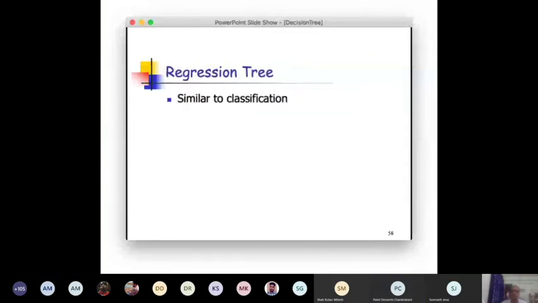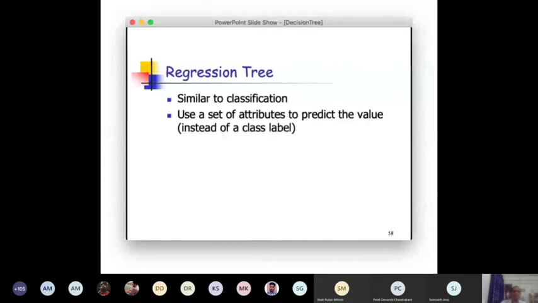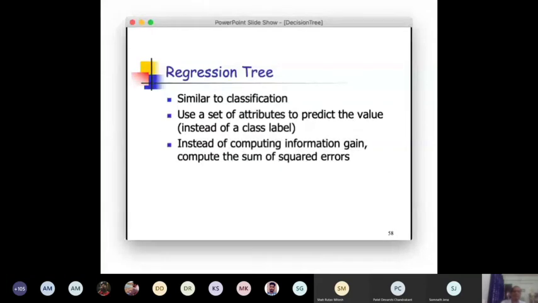Okay, so let me then proceed with the regression tree issue. Here it is almost similar to classification, but as you understand the levels, the output domain, instead of a few class levels, now you have a much larger range, because you are going to regress, to predict some values. So you consider all of them as the possible levels. So use a set of attributes to predict the value instead of a class level. That is the regression tree.